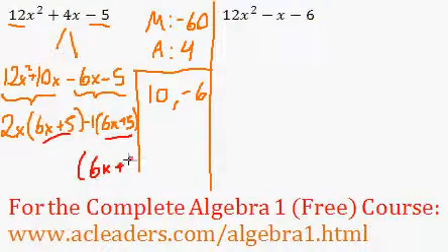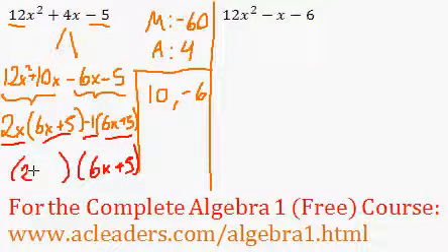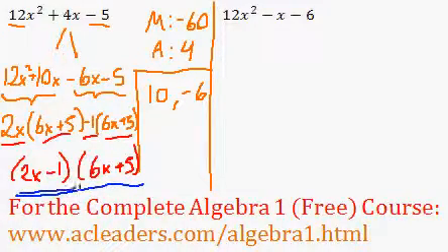6x plus 5. And of course we're going to also grab the 2x minus 1 to complete our answer. So here we have the final answer, 2x minus 1 times 6x plus 5.